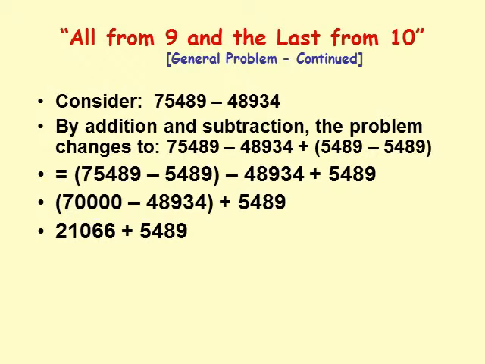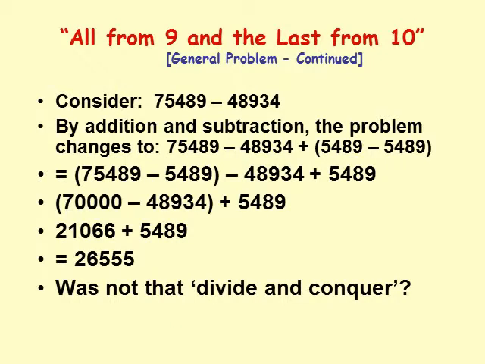So we add these two numbers together. Basically we have converted this problem to an equivalent problem: we solve the first subtraction problem, and then this term plus that term is equivalent to the original problem. You can add them together to get 26555 as the answer. So wasn't that divide and conquer? We split one problem into two simpler problems, and to one of them we applied the sutras.